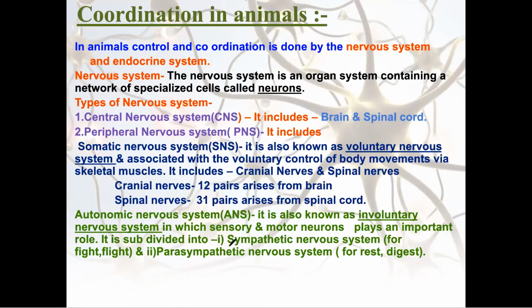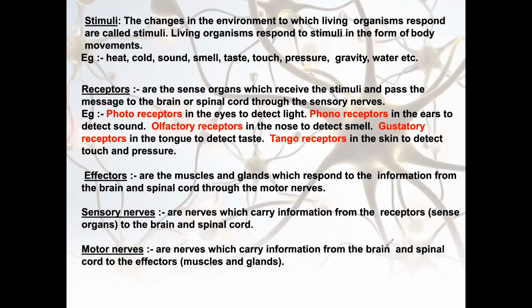The autonomic nervous system is further divided into the sympathetic nervous system and the parasympathetic nervous system, right? The sympathetic nervous system helps us in fight and flight. The parasympathetic nervous system helps in resting and digestion. So both are functioning opposite to each other. There are a few more terms that we are going to learn, like stimuli, receptor, effector, sensory nerves and motor nerves. Sensory nerves and motor nerves we have already discussed, right?